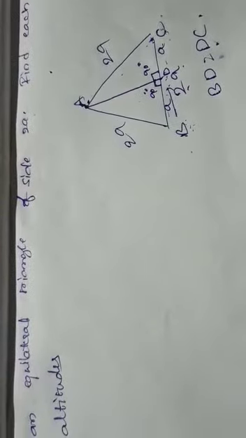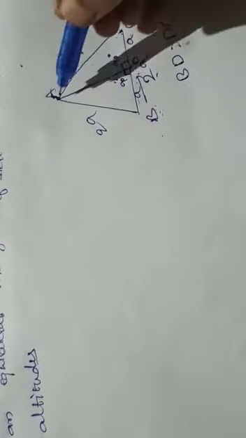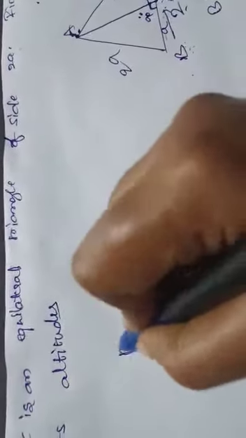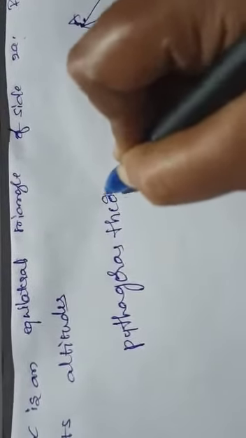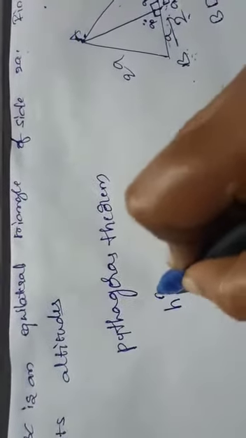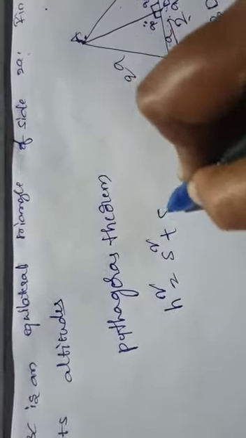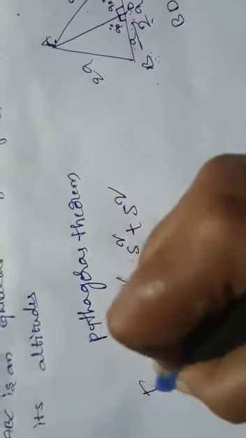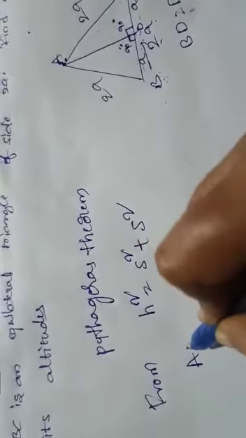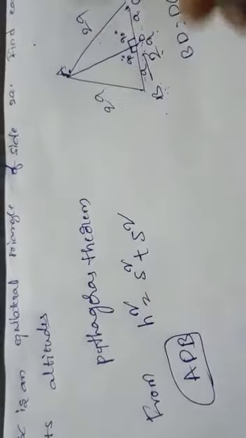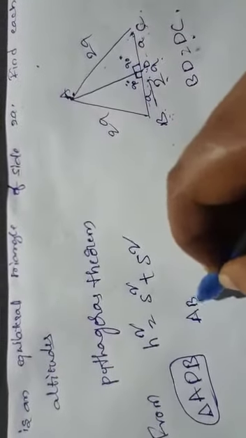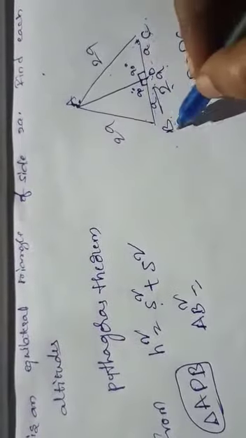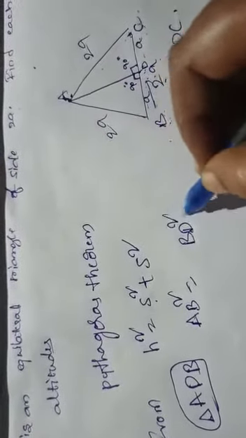Is it clear? So apply Pythagoras theorem. Here we are applying Pythagoras theorem. According to Pythagoras theorem, hypotenuse square equals side square plus side square. From triangle ADB, hypotenuse is AB. AB square equals BD square plus AD square.